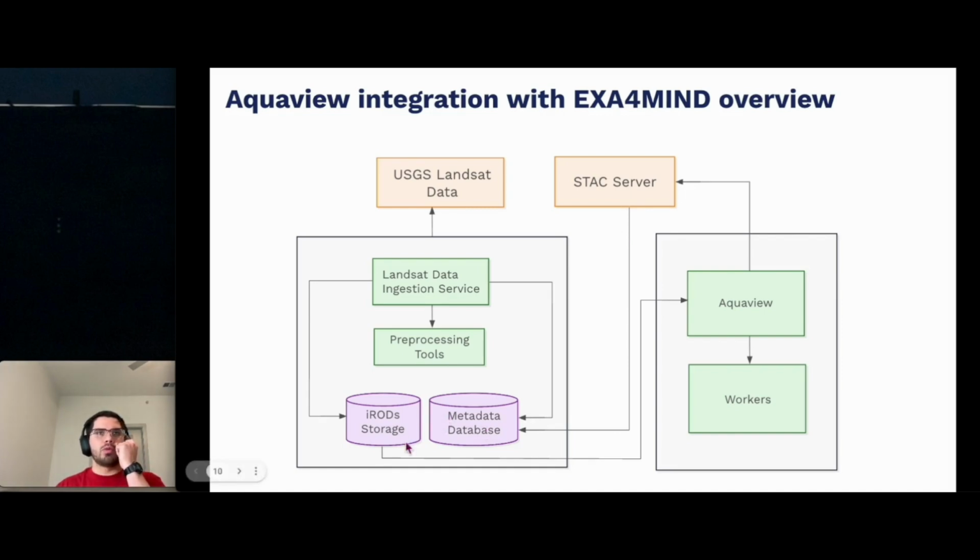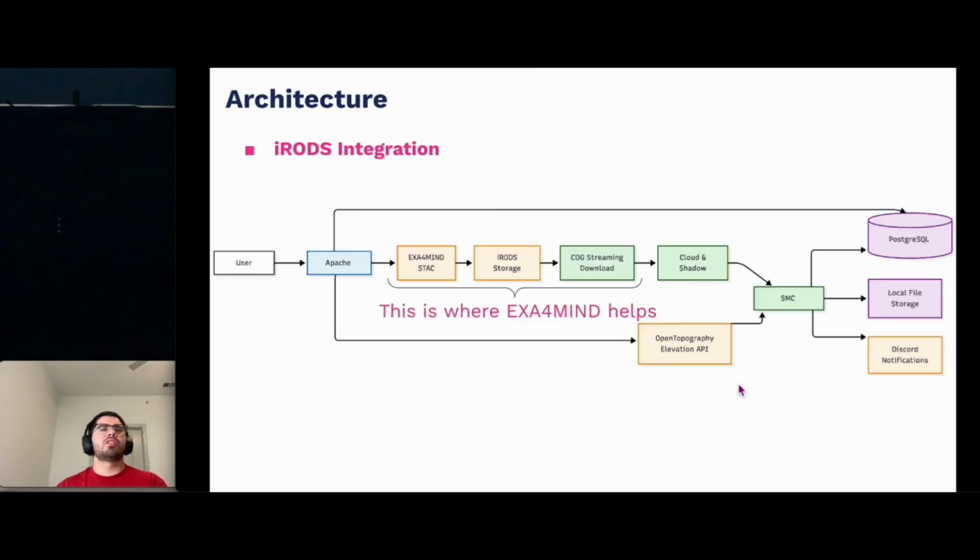Once that data is retrieved back, the Aquaview product starts the soil moisture prediction with some workers. This is another diagram of the integration, the same pipeline that we saw before, but with the EXA4MIND technology plugged in. We can see that the part of the satellite imagery that we had before is now much more reduced with the EXA4MIND technology.